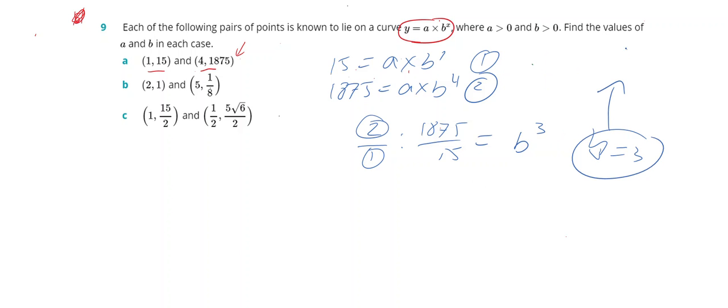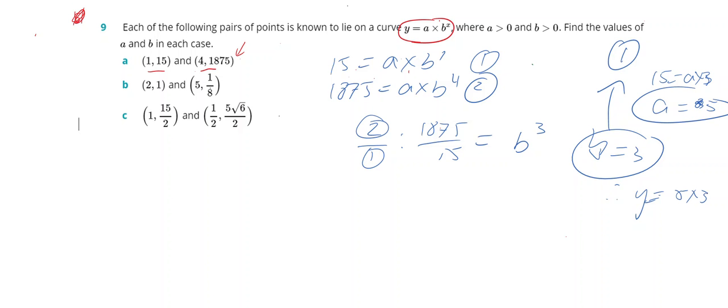I sub this back into equation 1 because it's the easier equation. 15 equals a times 3. So a must equal 5. Therefore your equation is y equals a, which is 5, times 3 to the power of x.